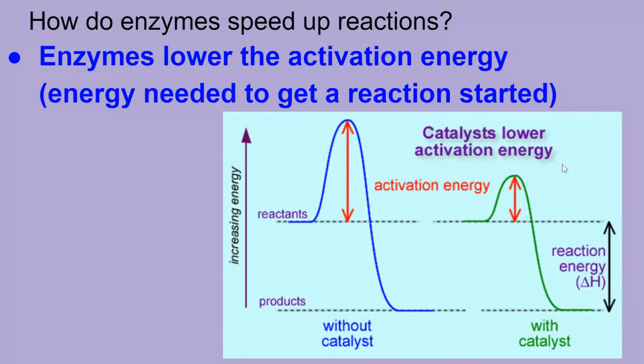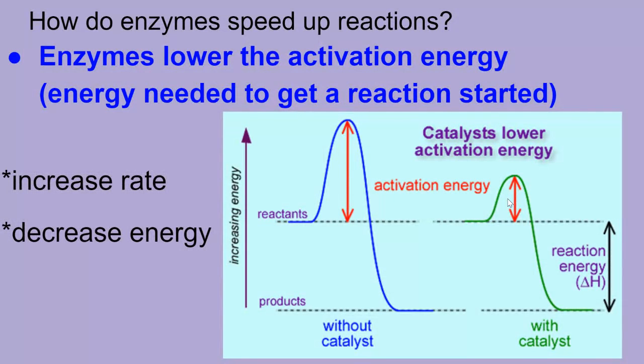And the way that we could show that on the graph is to show activation energy, which is represented with these red arrows. Here, without a catalyst or without an enzyme, it takes a lot of energy. With the enzyme, it takes a lot less energy. So you could say enzymes increase the rate of reactions by decreasing the energy. And more specifically, that's the activation energy.